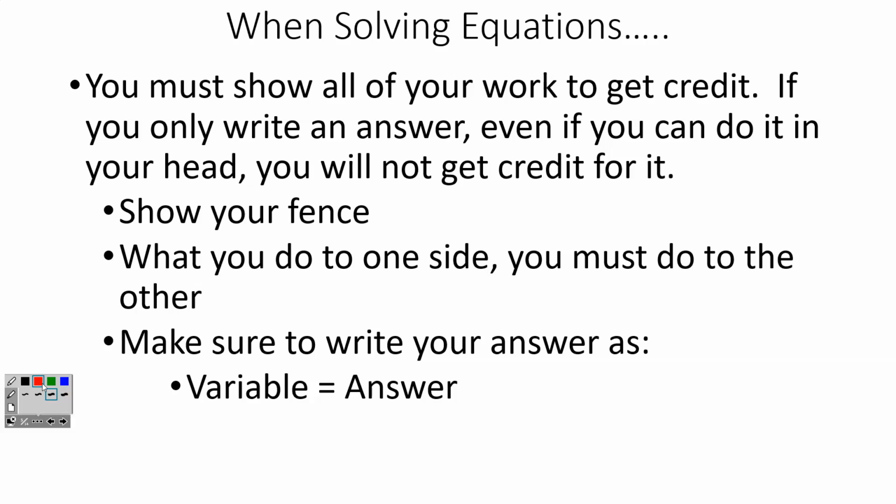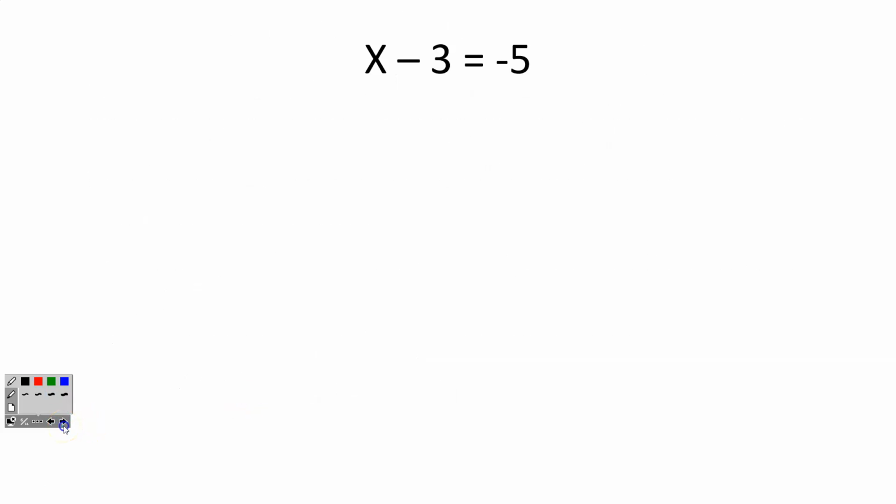You have to show your work in order to get credit. If you only write an answer, even if you can do it in your head, it's going to be marked wrong. So please make sure you show all of your work. The work that we're looking for is this. You show your fence. What you do to one side, you do to the other side. And you write your answer as the variable equals that answer. Those three things are required in order to get credit. Don't skip out on them, and I promise you'll see why next week.